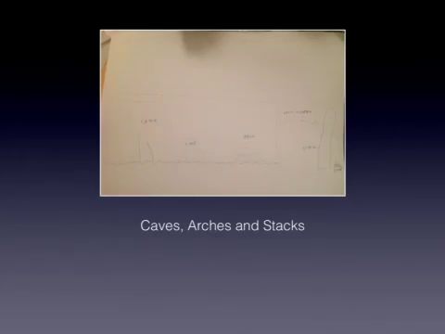Caves, arches, and stacks. To form a stack, it starts off with a little crack in the cliff because all the water is hitting it, and eventually the water keeps hitting it and it turns into a cave, and then it keeps going and turns into an arch, which goes right through the whole rock so you can see through, and then that arch will eventually collapse and just leave a stack, and then that will fall off and turn into a stump.